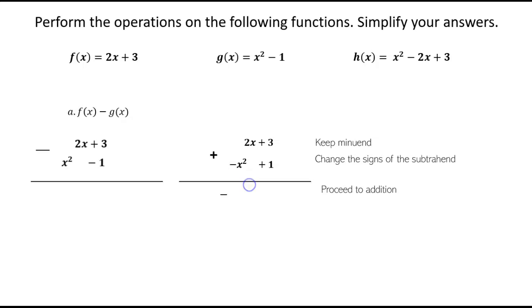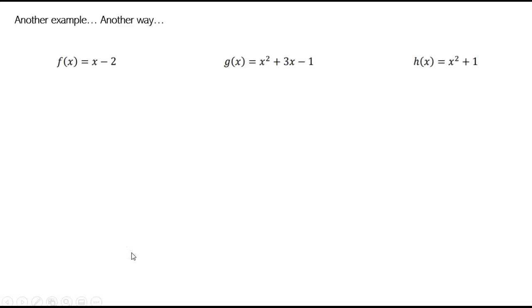We can bring down negative x squared and the 2x because they don't have any common terms to combine with. And then we can combine 3 plus positive 1, which equals 4. So the answer is negative x squared plus 2x plus 4. Now here's another way to look at subtraction. Using this set of functions, let's subtract f of x and g of x.